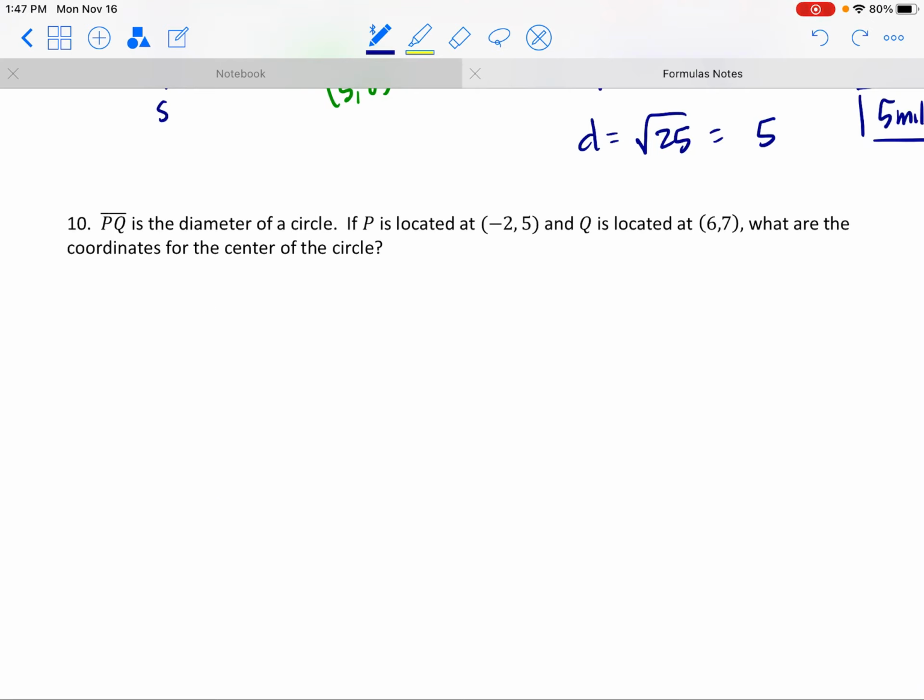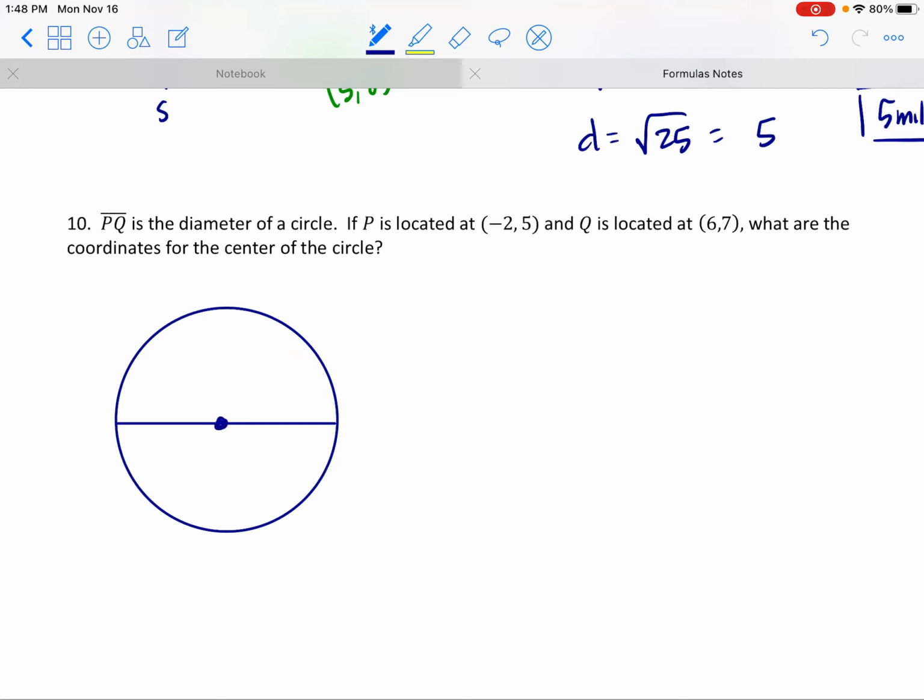Nope. Got to be a little bit better. There we go. Okay, so I have a cheat tool, but if I don't make something that looks like a circle, it won't create it. All right, so here's my circle. It says PQ is the diameter of a circle. So a diameter cuts a circle in half. A diameter is going to look like that. It's going to cut the circle in half, okay?